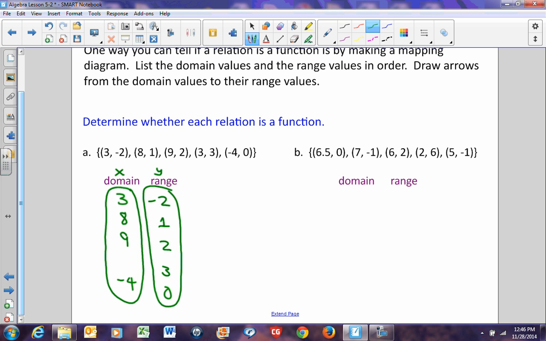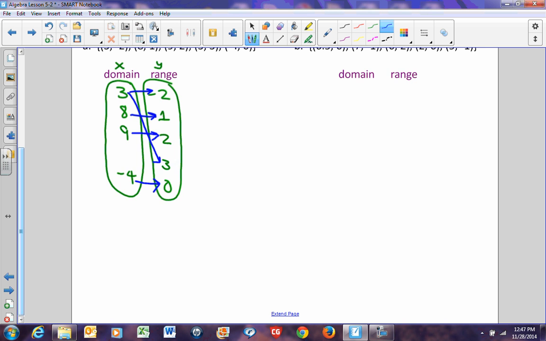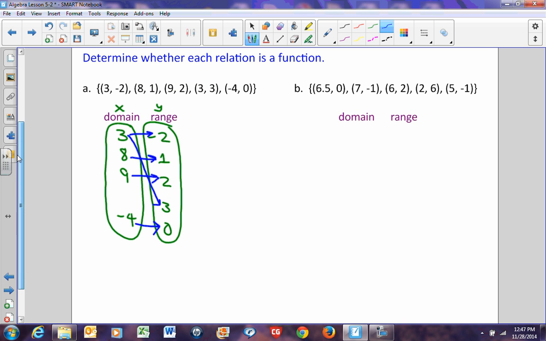Now I'm going to do the mapping part. I'm going to draw an arrow from each domain to its range. So 3 is paired with -2, 8 is paired with 1, 9 is paired with 2, but 3 is also paired with 3 down here, and then -4 is paired with 0. Once you have it mapped out like this, you can determine whether or not it's a function. Now that I've mapped it out, I can look at this and say, wow, I have 2 y values for the same x value of 3.